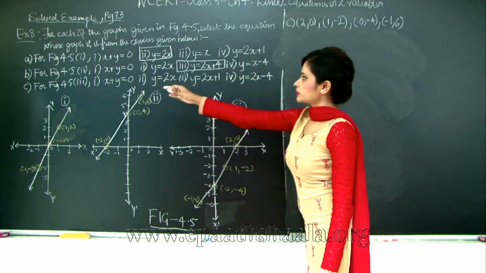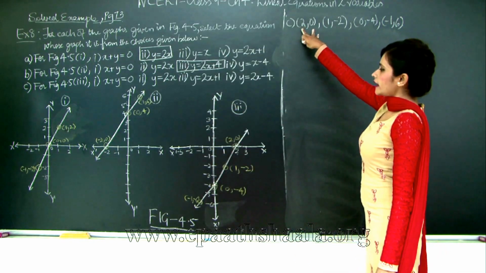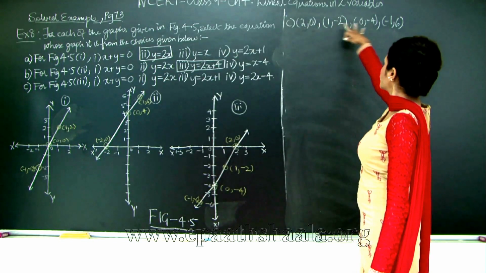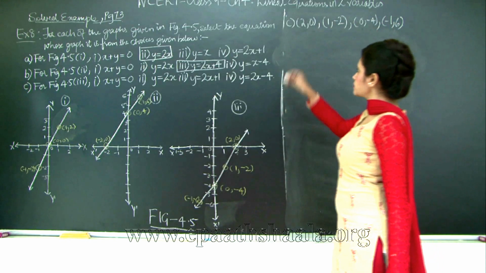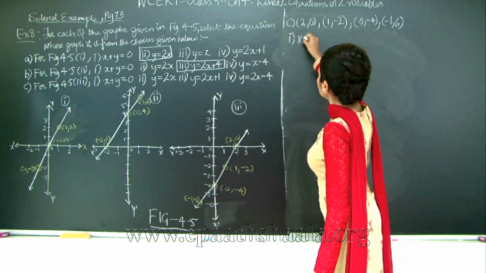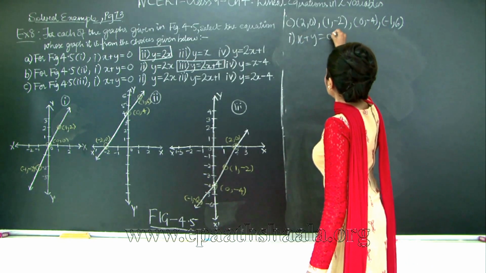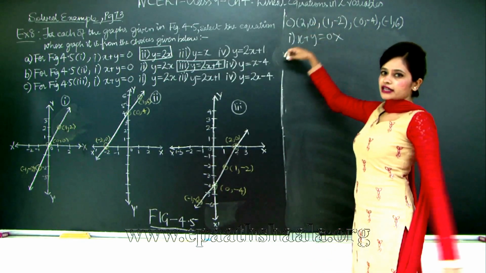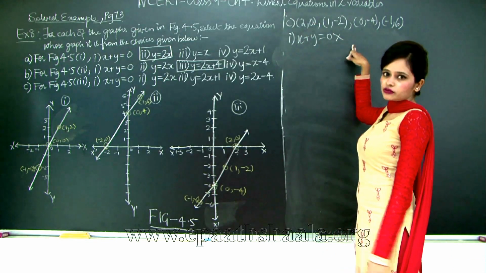So let's check for the first one, x plus y. Is adding x plus y giving me 0? No, it's not giving me a 0 here, here, or here. So x plus y is ruled out. This equation does not hold true for all these coordinates. That means these coordinates do not satisfy the equation of the line x plus y is equal to 0.